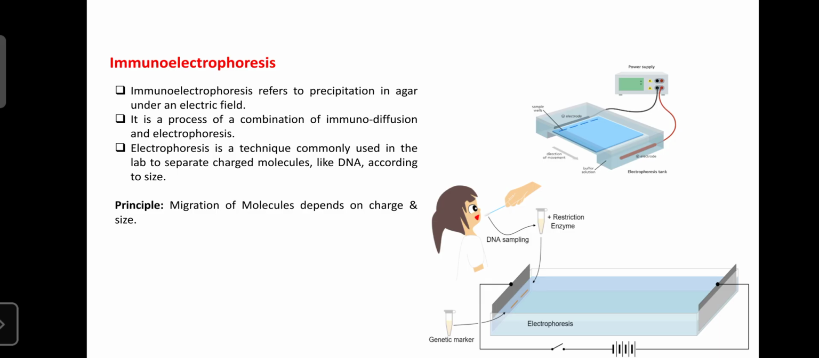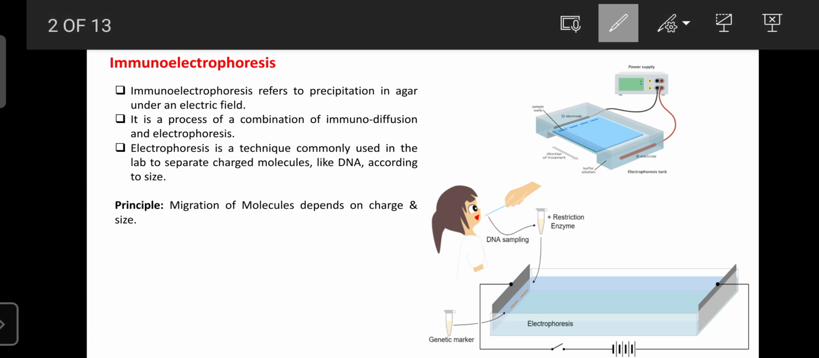Okay, now we will discuss one by one. First we go through immunoelectrophoresis. This is the instrument commonly used, the electroimmunophoresis apparatus. This is the agar plate, and on both sides there is an electrode, here a positive electrode and here the negative electrode. Electroimmunophoresis refers to precipitation in the agar under an electric field.